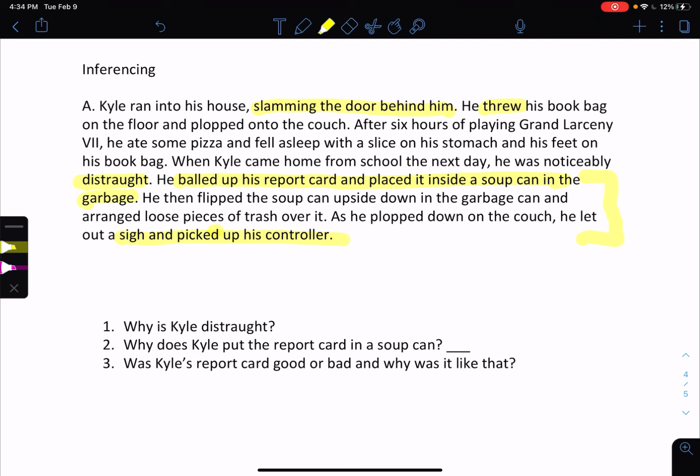Why does Kyle put the report card in his soup can? Probably because he wants to hide it from his parents. Was Kyle's report card good or bad, and why was it like that? I'm guessing it was not good, and it was probably not good because of this. He spends a lot of time playing games. The previous day he played games. Now he's playing games again right here. Okay, so again, nowhere here does it mention that he has bad grades or good grades. It doesn't, but you can infer that that's the problem.